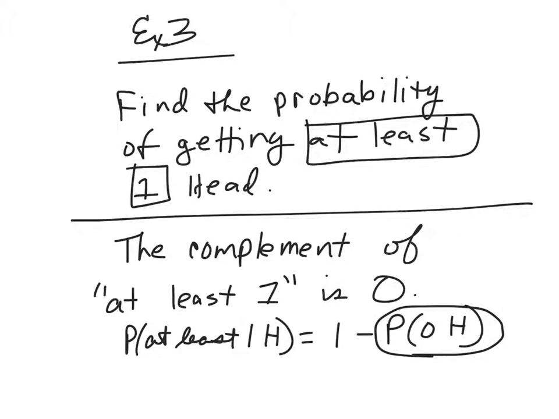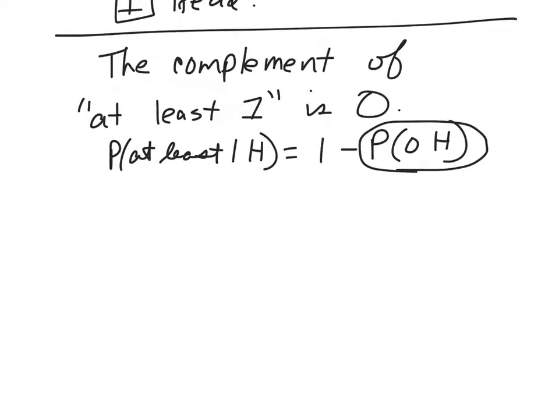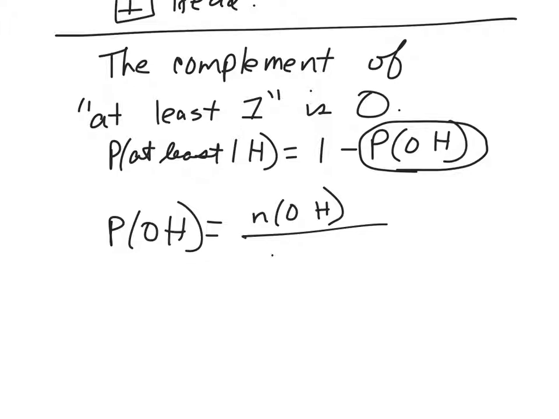Okay, so let's do that. So we've changed our problem really to finding the probability of getting 0 heads. That still seems a little funky. So let's go back and do what we did earlier with Chris in the question he asked about. Let's go to the definition of probability. The definition of probability of 0 heads means this. It's the number of ways I can get 0 heads over the number of items in the sample space.